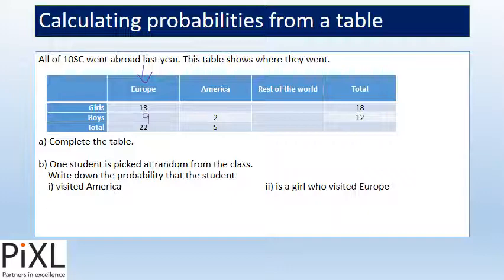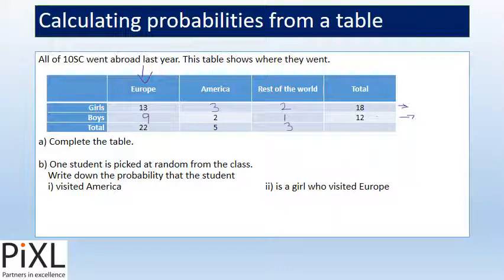And then if we move across to this row here, we know that there are 9 boys that went to Europe, 2 boys that went to America, and there needs to be 12 in total. So there's 1 missing there. We could do, this number here needs to be a 3 to make that row add up to 12. This row here now with the 18, we have 13 add 3, which is 16, so the rest of the world must be 2. And that must be a 3.